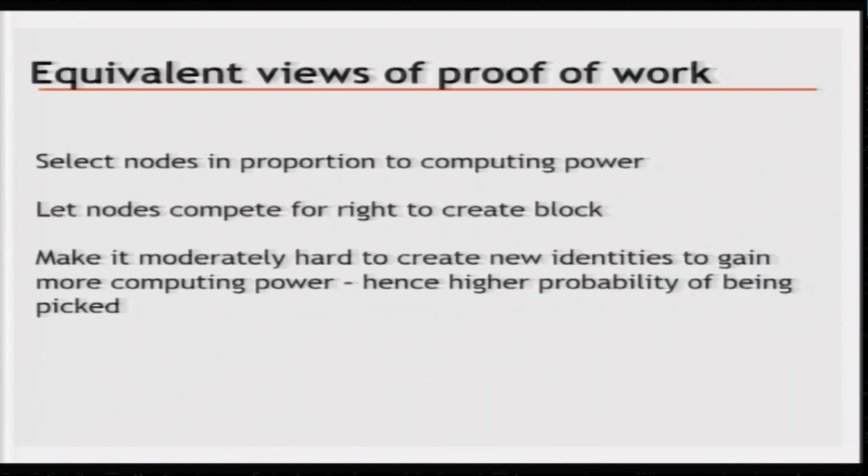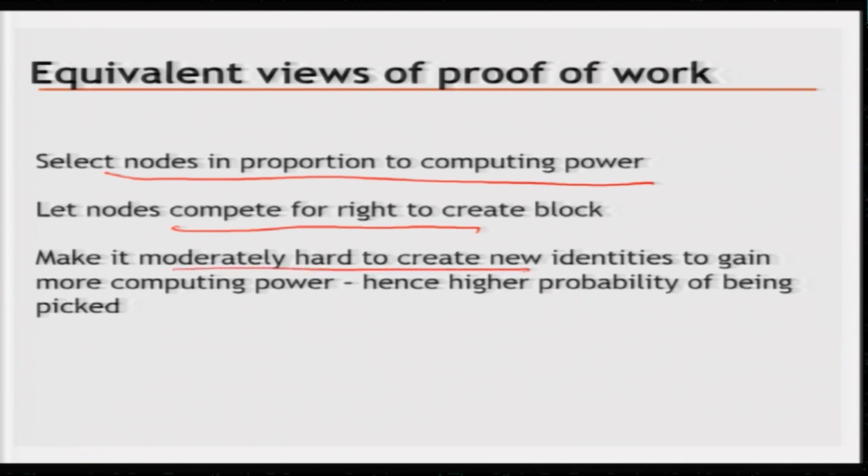So, what is happening with proof of work? Proof of work basically allows you to select nodes according to the proportion of computing power they have inside the entire infrastructure. To prove that they have that computing power, they have to compete for the right to create the block, and it should be moderately hard to create new identities to gain more computing power, and hence a higher probability of being picked.